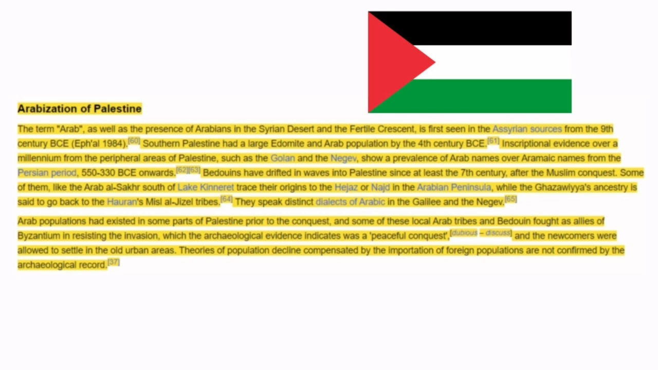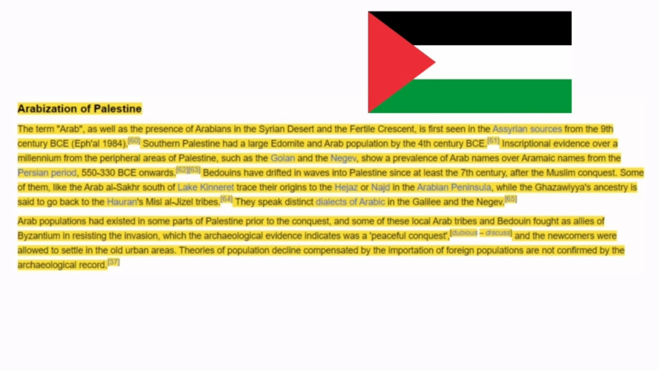Bedouins have drifted in waves into Palestine since at least the 7th century after the Muslim conquest. So it was a continual migration of Arab people or Arabic-speaking people into Palestine, Israel. Some of them, like the Arab al-Sukr south of Lake Kinneret, trace their origins to the Hejaz or Najd in the Arabian Peninsula, while the Gazawiya ancestry is said to go back to Haran. Haran is Arabic for arid.